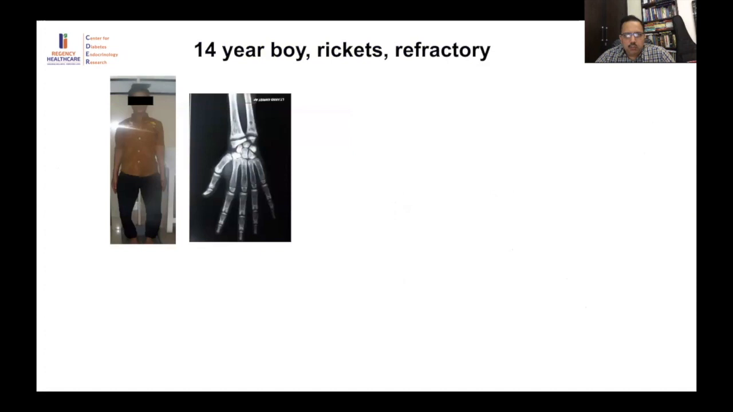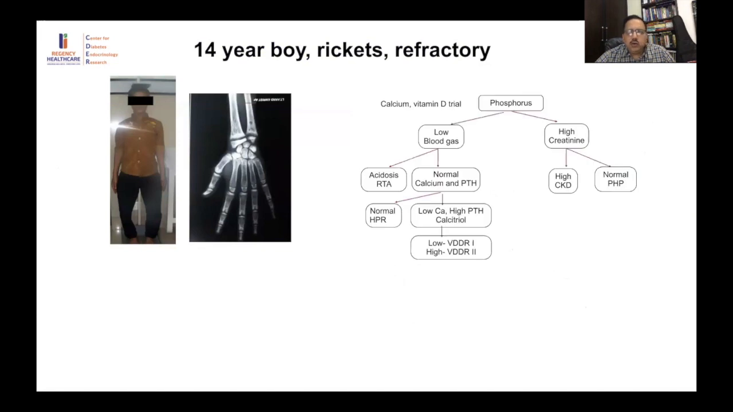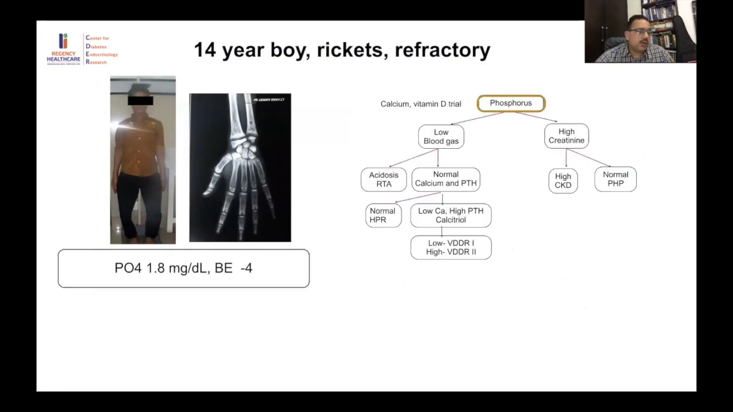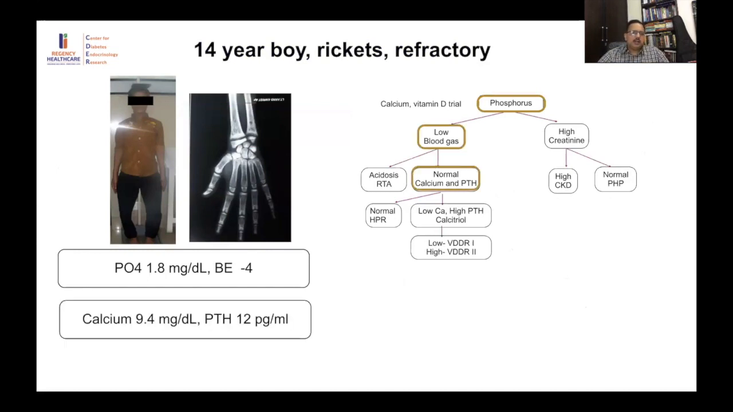So we have a 14-year-old boy with refractory rickets, and we see mainly lower limb involvement, a lot of these bone changes. What we're looking at here is that he had a low level of phosphorus, base excess was normal, blood gas was normal, calcium was normal, and PTH was normal. So this was a classical case of hypophosphatemic rickets.